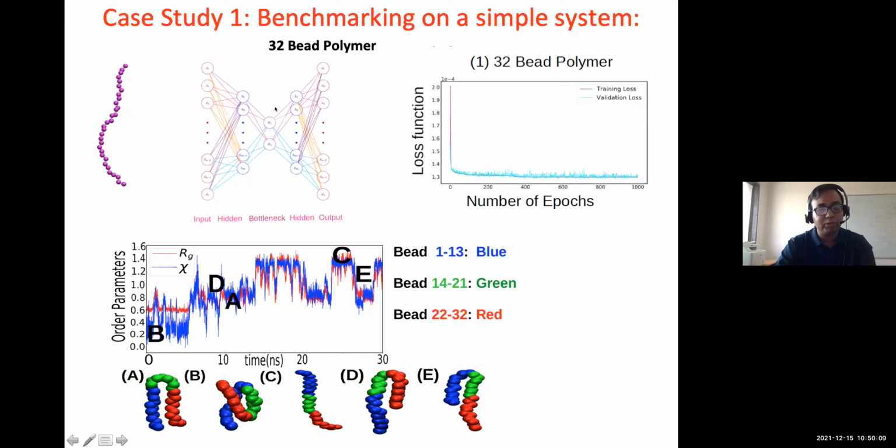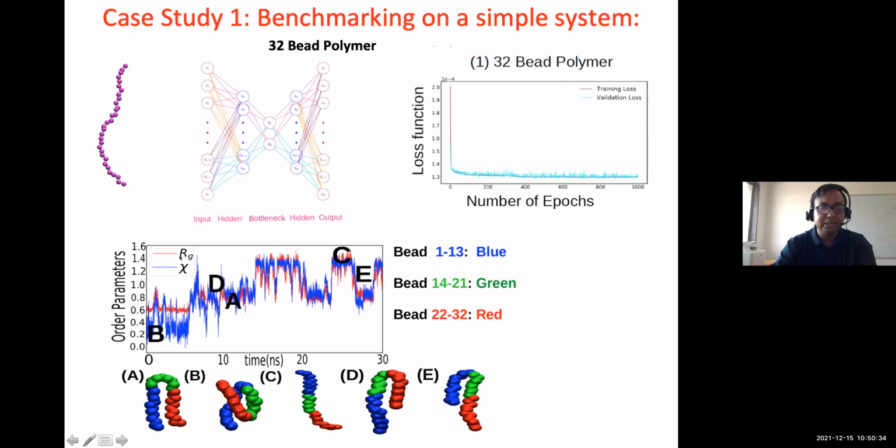So we now project our simulation trajectory along this coordinate, and this chi is basically our projection as a function of time along those bottleneck layers, and RG, for this particular polymer, is already known to be a good collective variable. And what we find, very interestingly, is that this collective variable chi follows a similar kind of time course as the radius of gyration.